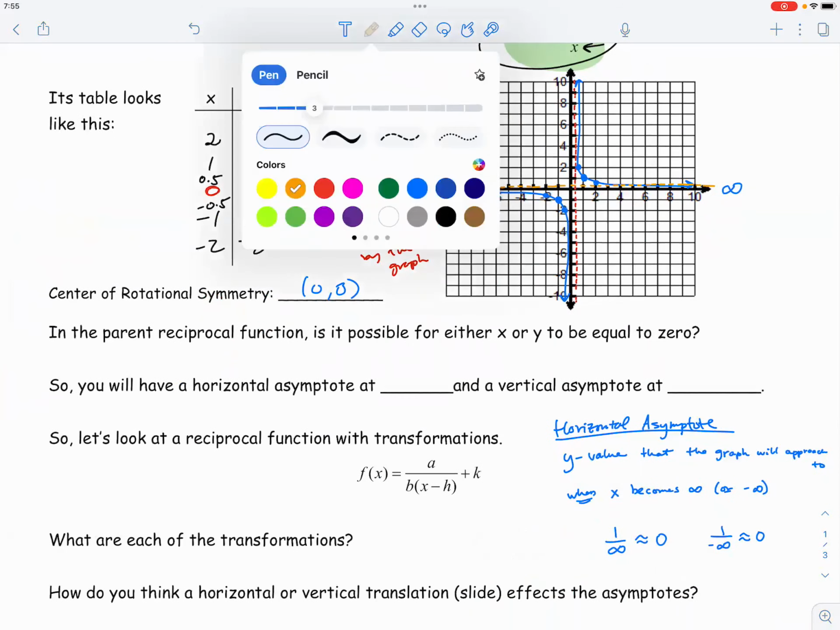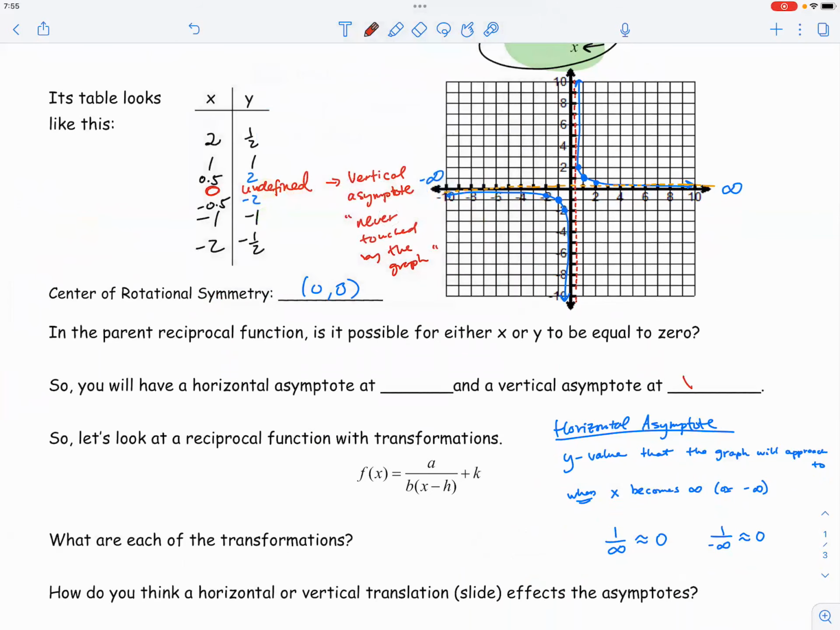Okay, so we will see that the vertical asymptote, it's at x equals to 0 because that's what makes it undefined, and the horizontal asymptote is y equals to 0 because that's when the y value becomes, when x becomes humongous. That's a simple understanding of the horizontal asymptote.